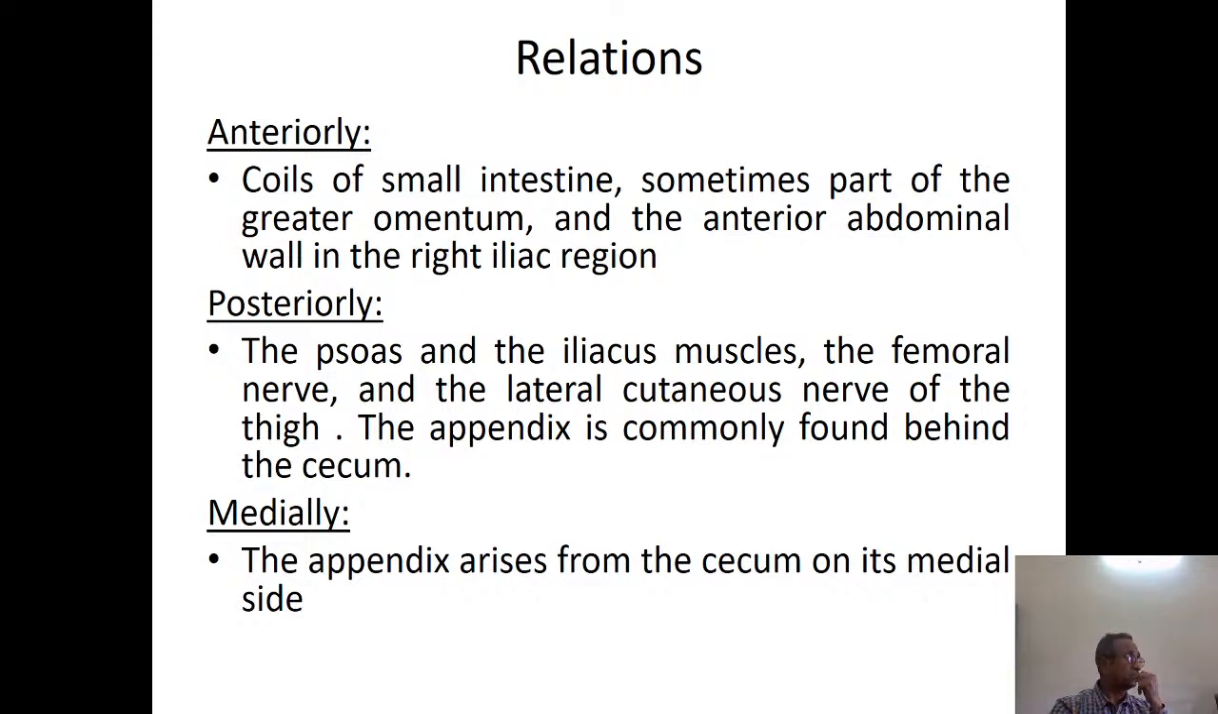So appendix is mostly retrocecal. So it is also found in the posterior aspect of the cecum. Apart from that, you can see the psoas major muscle, iliacus muscle, femoral nerve, and lateral cutaneous nerve of the thigh. So these are the posterior relations of the cecum. Anteriorly, we are seeing the anterior abdominal wall, greater omentum, and the coils of the intestine. Whereas posteriorly, we are seeing the psoas and iliacus muscles, femoral nerve, lateral cutaneous nerve of the thigh, and sometimes appendix. Medially, appendix arises from the cecum on its medial side.